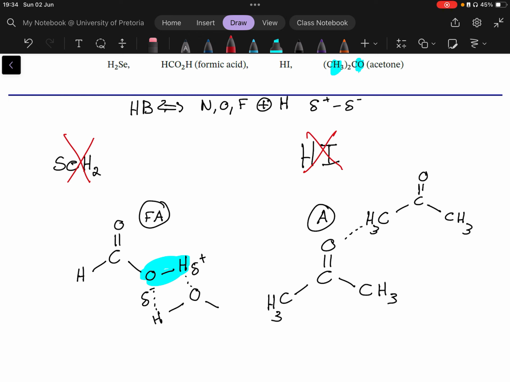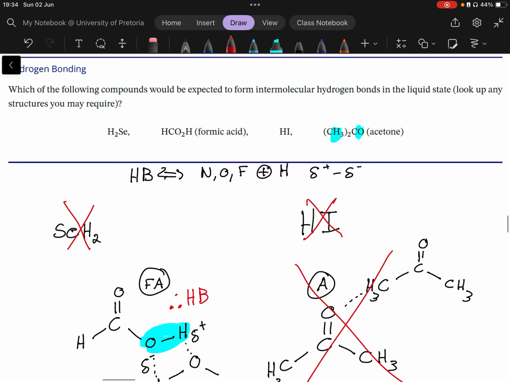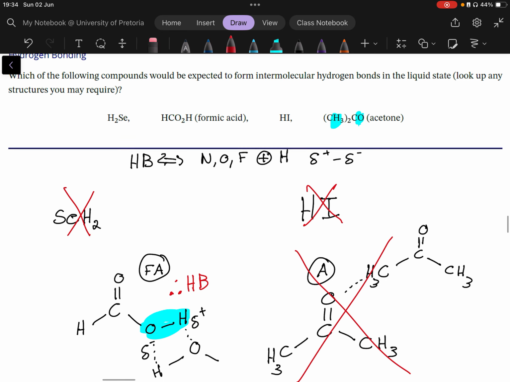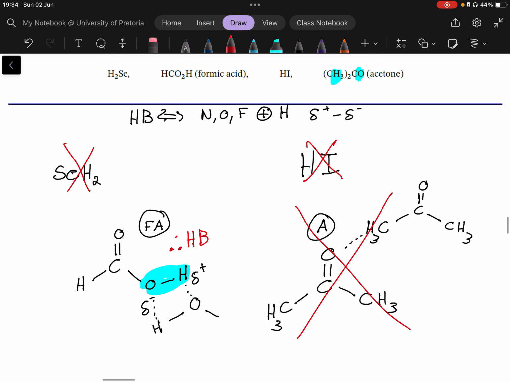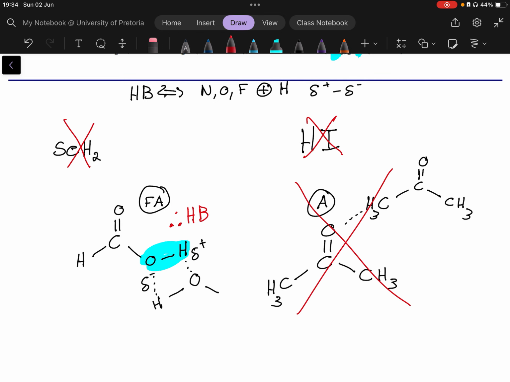So basically, our point here is that in formic acid there is hydrogen bonding, and in the acetone case there is no hydrogen bonding. So to answer it, which of the following compounds would you expect to form intermolecular hydrogen bonds in the liquid state? The only answer is the formic acid.